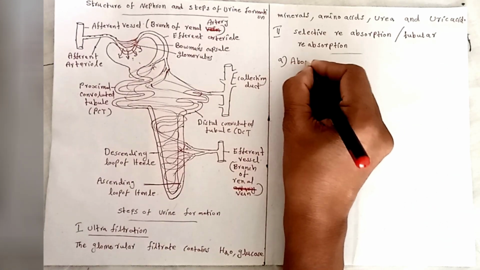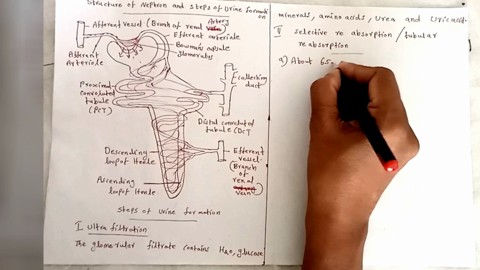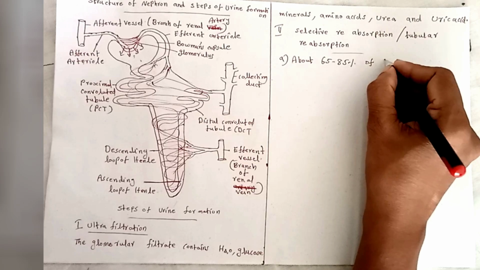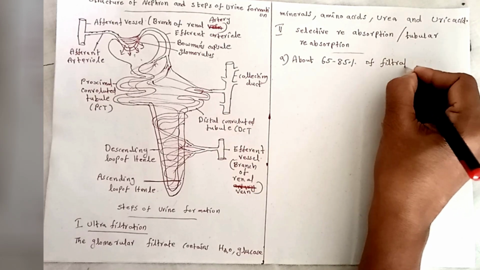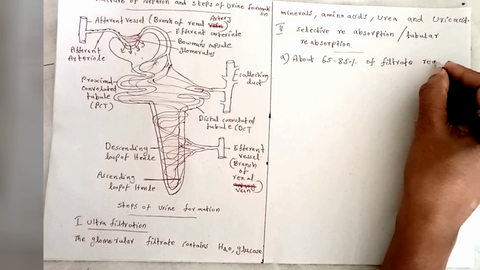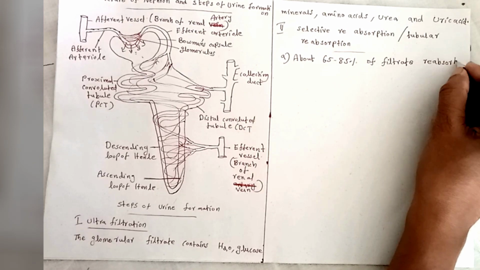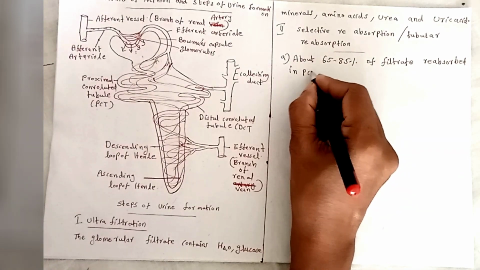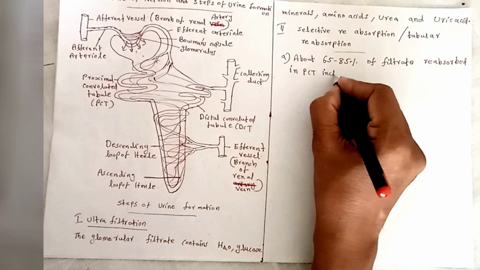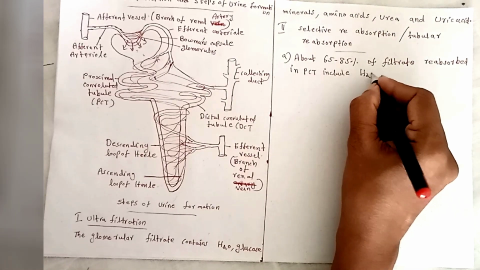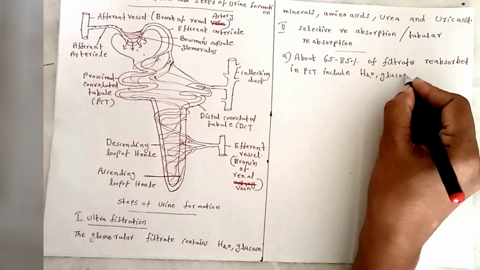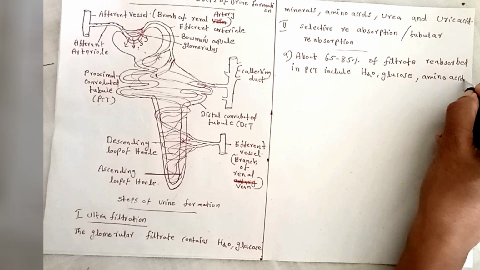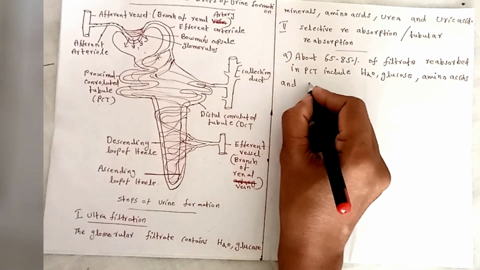About 65 to 85% of filtrate reabsorbed in the PCT includes water, glucose, amino acids, and salts, different types of salts.